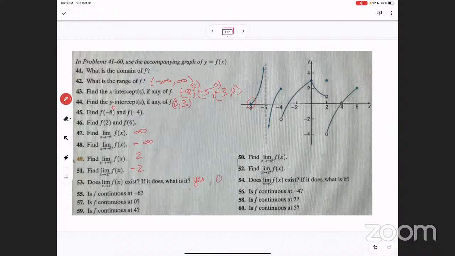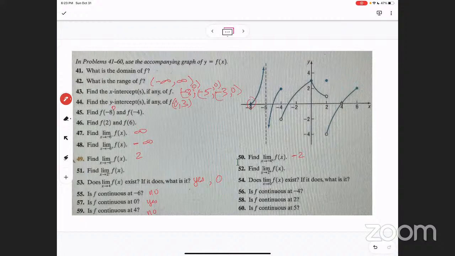But it's not. Is f continuous at -6? No. Is it continuous at 0? Yes. Is it continuous at 4? No, because there's a hole. Find the limit as x goes to -4 from the right. Didn't I already do that? I feel like I already did that. Oh, I did -4 from the right. My bad. -4 from the right is -2.